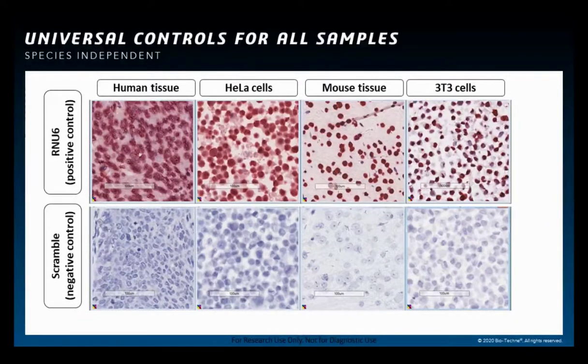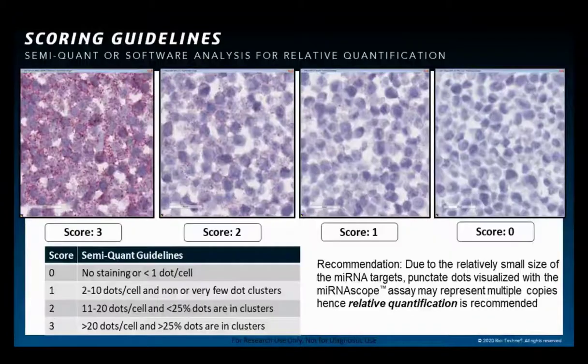On the other hand, a universal scramble probe is recommended as the negative control probe to demonstrate assay specificity and to be used for data interpretation against your target. Next, we'll focus on the miRNAscope scoring recommendations. The miRNAscope assay data could be analyzed with either semi-quantification or single-cell analysis with a software analysis tool such as Halo or other open-source software analysis tools.